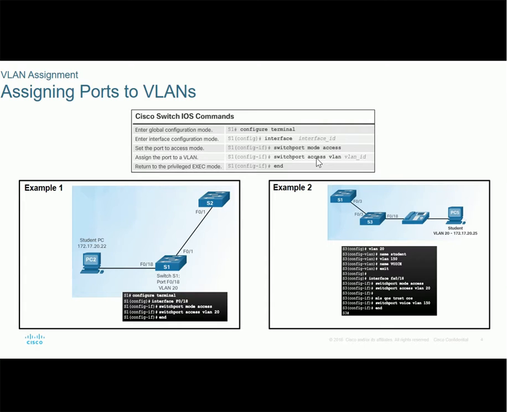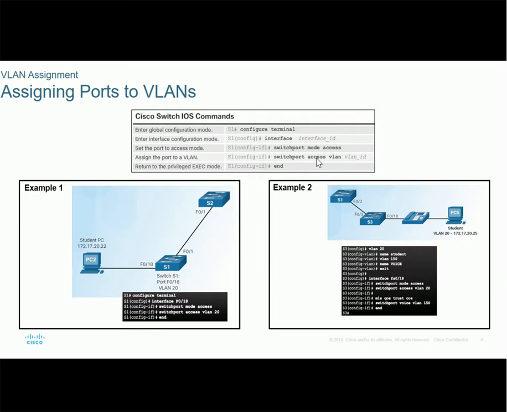One exception to this rule is a port connected to an IP phone, in which case there are two VLANs associated with the port, one for voice and one for data, which is a standard best practice whenever you also have voice traffic in your network. So you can see example 1 here. In the first table, we have the commands, the syntax for defining a port to be an access port and then assigning it to a VLAN.